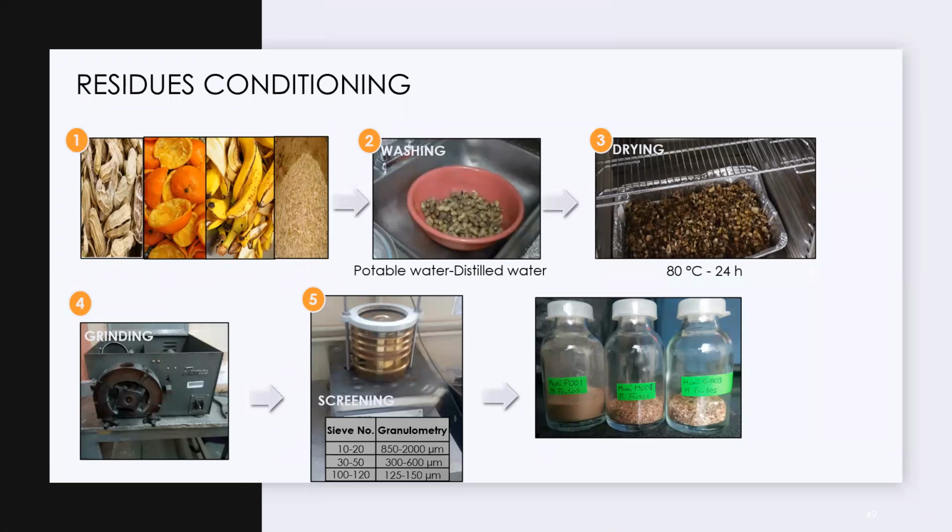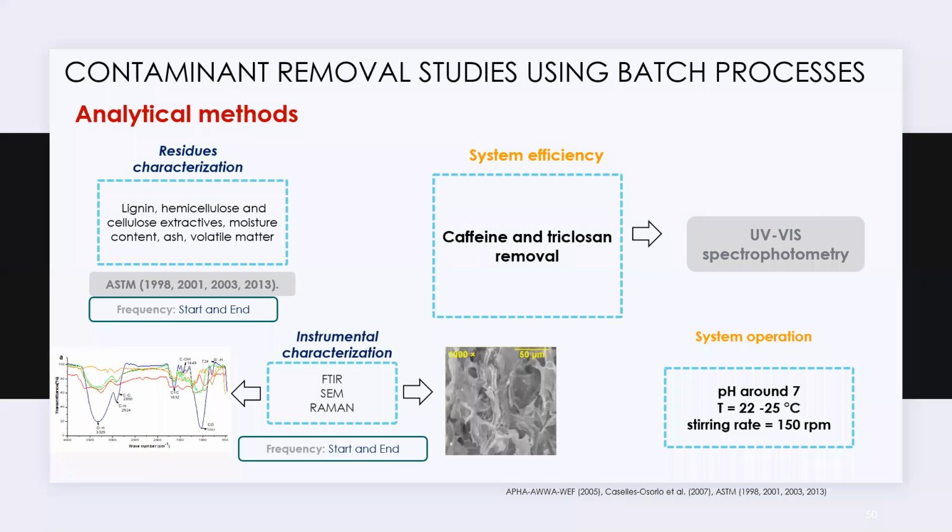So basically, you take the residues, you wash them, you dry them, you grind them, you screen them, and you work with different particle sizes, because we also wanted to know what happened with the particle size. Here you can see these particle sizes, basically the ones that you will use in our systems. Again, we tried to characterize these residues. We measured the amount of lignin, cellulose, and extractives in the systems, and we calculated the system efficiency for removing caffeine and triclosan. For that we used UV spectrophotometry to see the concentration of contaminants before and after the removal.